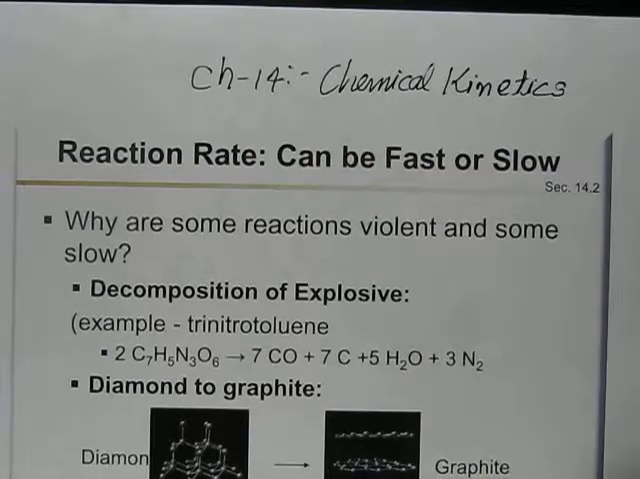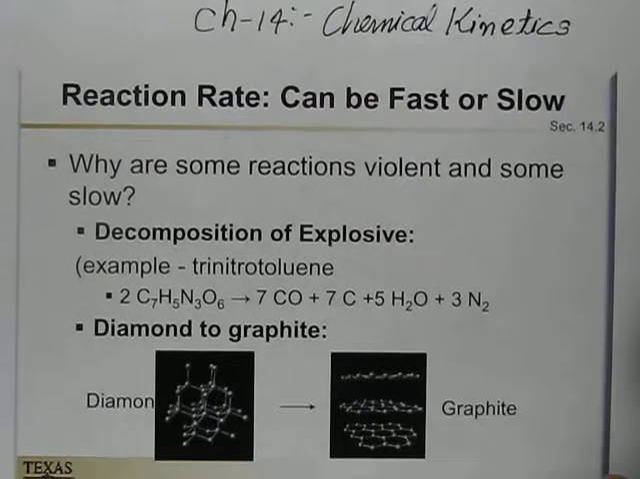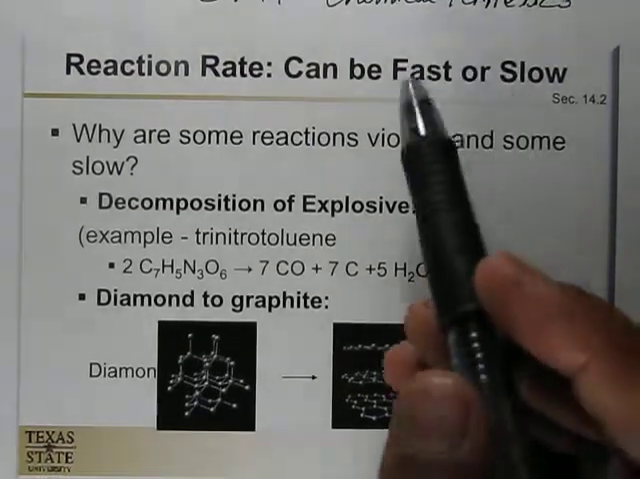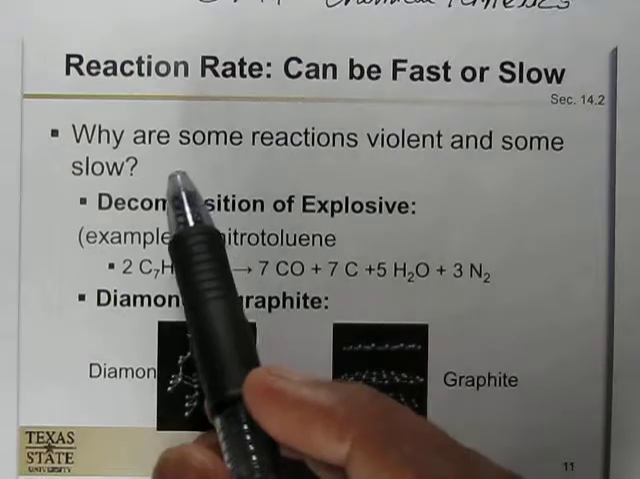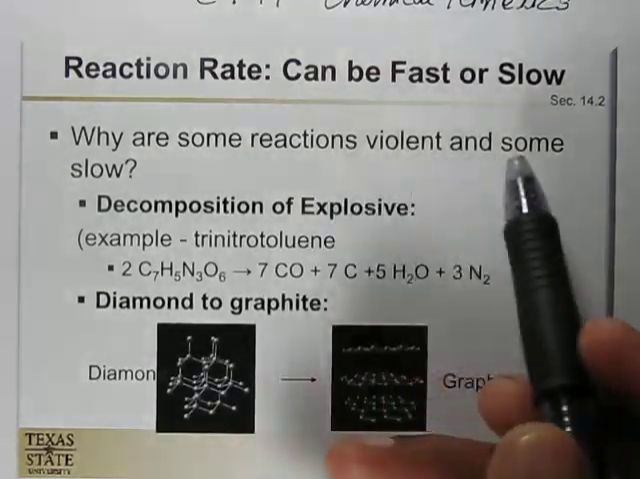So, welcome back to chapter number 14, Chemical Kinetics. In this video, we will study the reaction rate and how we can write it. Reactions can be fast or slow. So here is the question: why are some reactions violent and some slow?